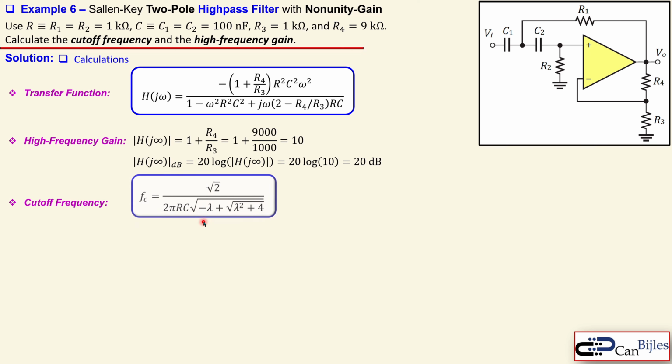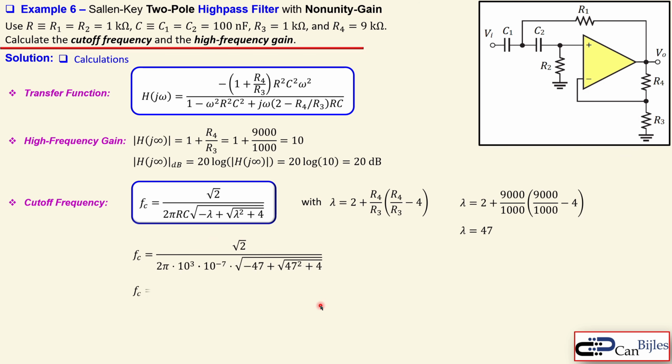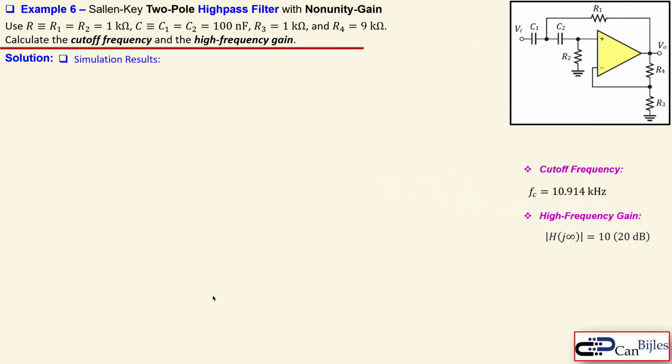The cutoff frequency is similar to what we have seen for the low-pass filter, only changes that you flip the scaling here, and then you have here using the lambda, which is the exact same as before, it's 47, because we have the exact same component as before. And then you have this expression, just substitute here the 47, and you get now here almost 10.9 kilohertz. Okay. Let's now bring the results here.